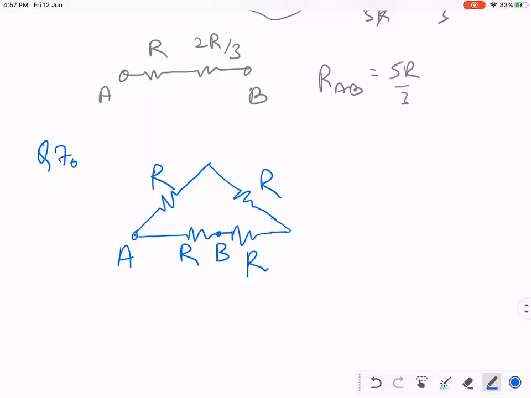4R by 3. 4R by 3. Okay, we'll cross check.